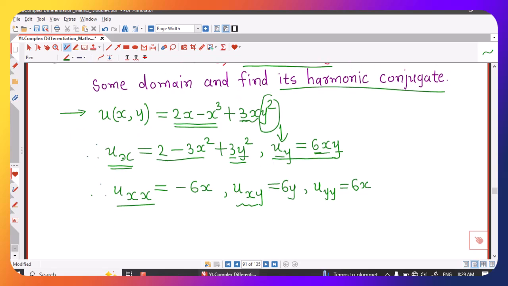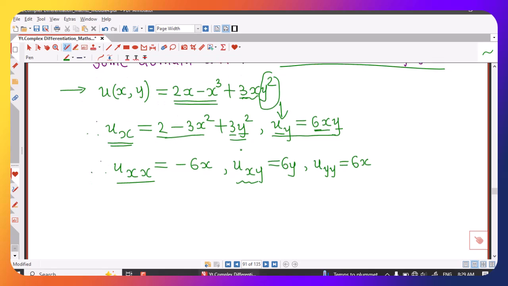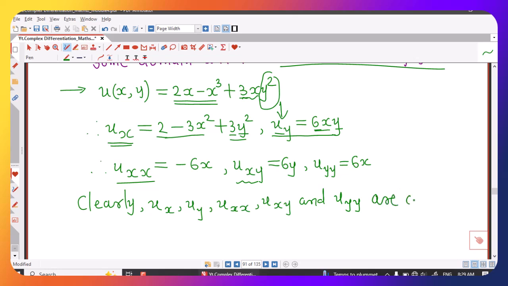And now we can observe that all these first and second order partial derivatives are polynomials in variables x and y. So they are continuous at every point in the complex plane. So we write that clearly: del u by del x, del u by del y, del square u by del x square, del square u by del x del y, and del square u by del y square are continuous in the complex plane.